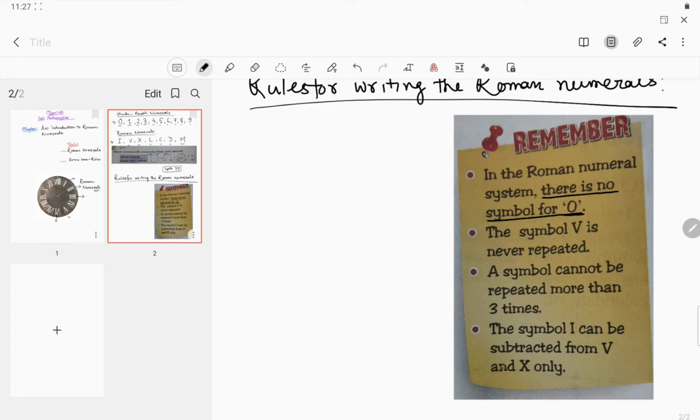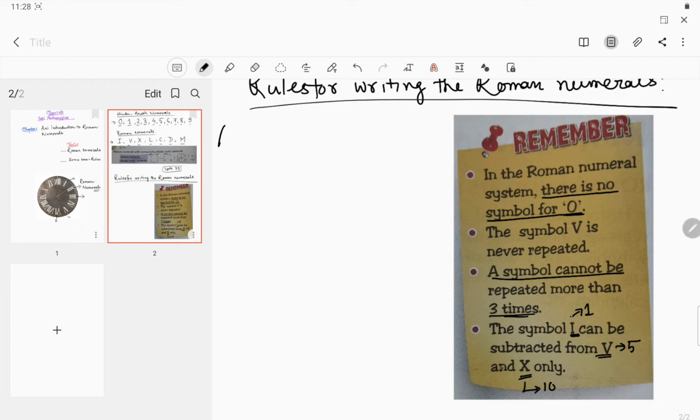Second, the symbol V is never repeated. That means, in Hindu Arabic, V represents five, so this five is never repeated. Third, a symbol cannot be repeated more than three times. And the fourth one, the symbol I can be subtracted only from V and X. V means 5 and X means 10 in Hindu Arabic, and I means 1. So 1 can be subtracted only from 5 and 10 in the Roman system. So you have to remember these things.